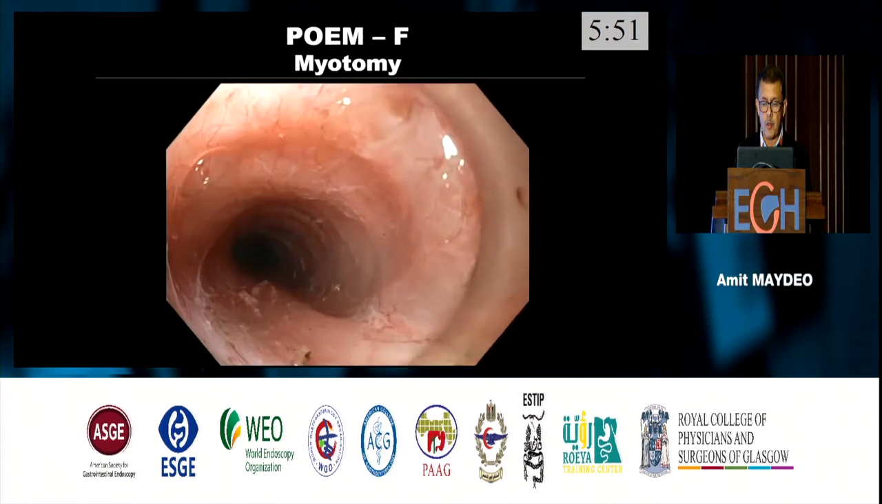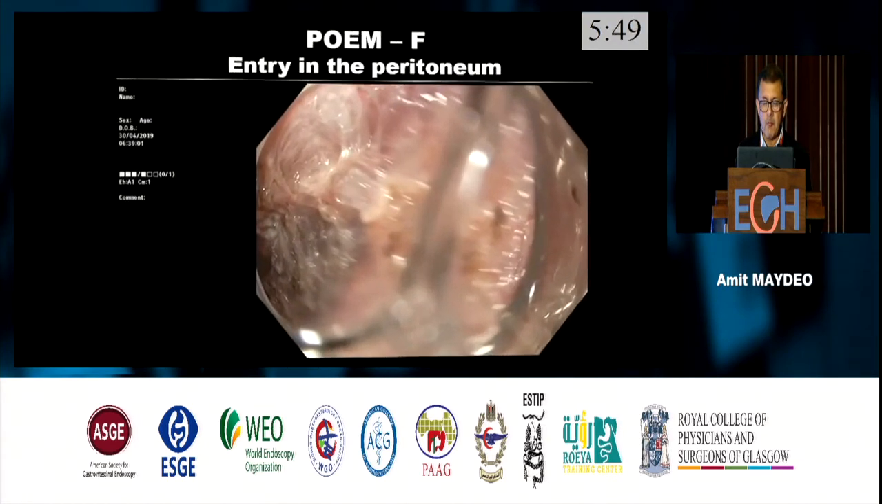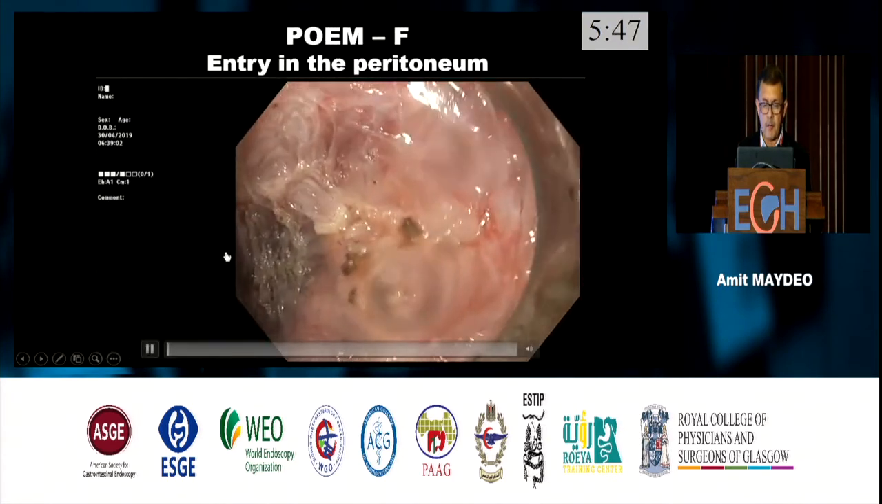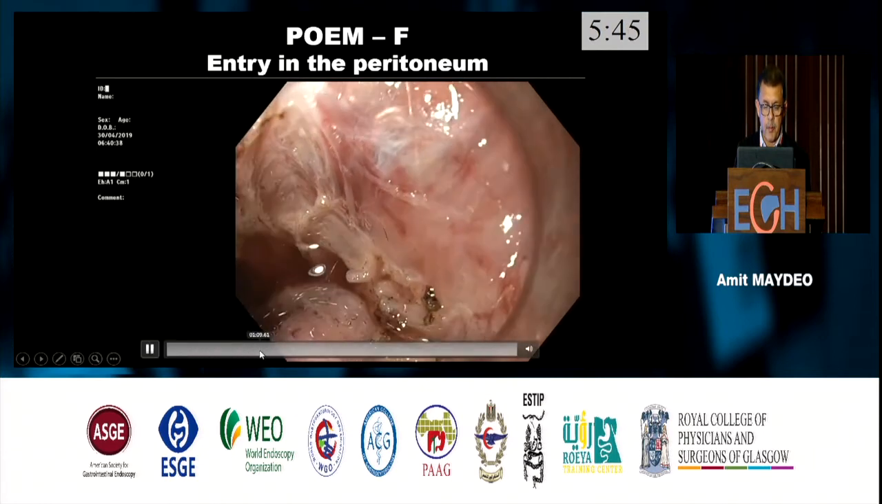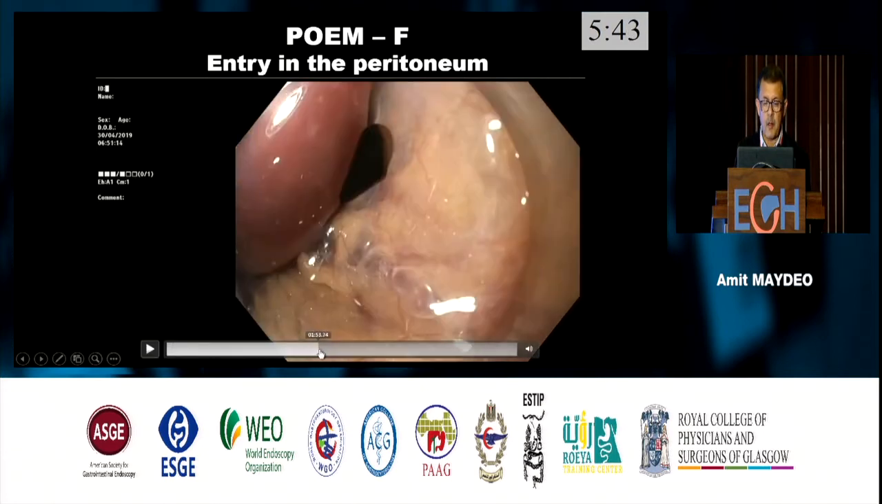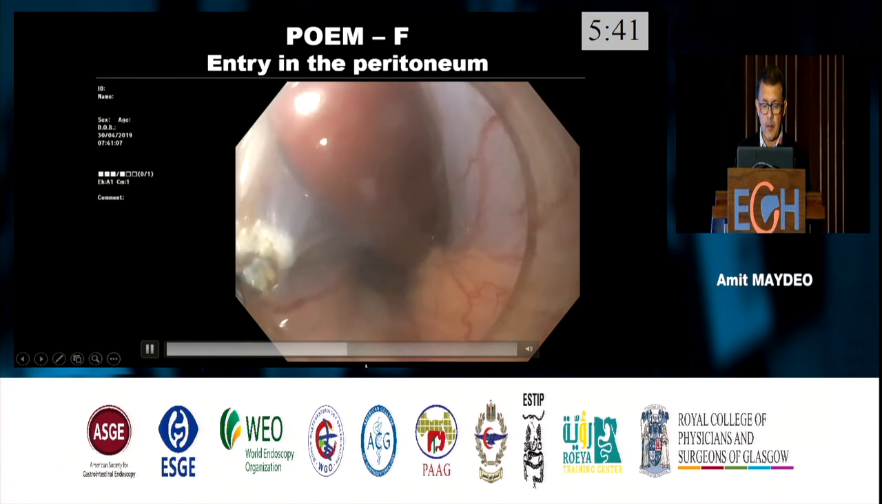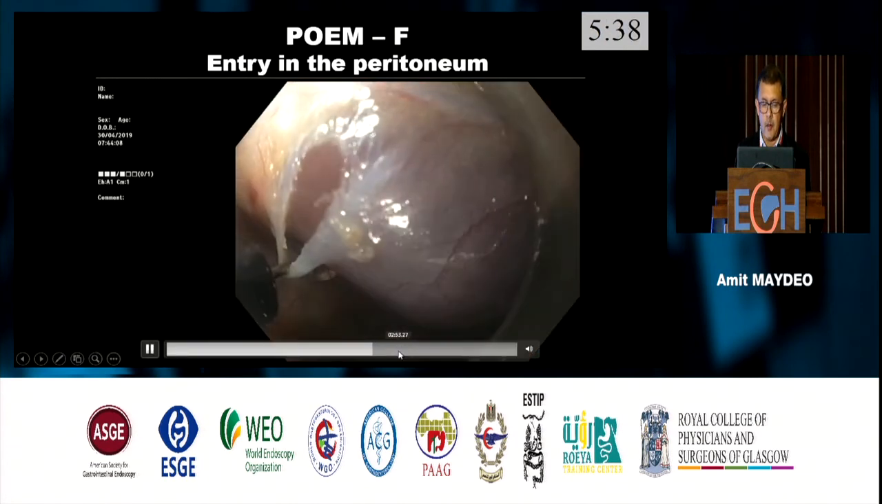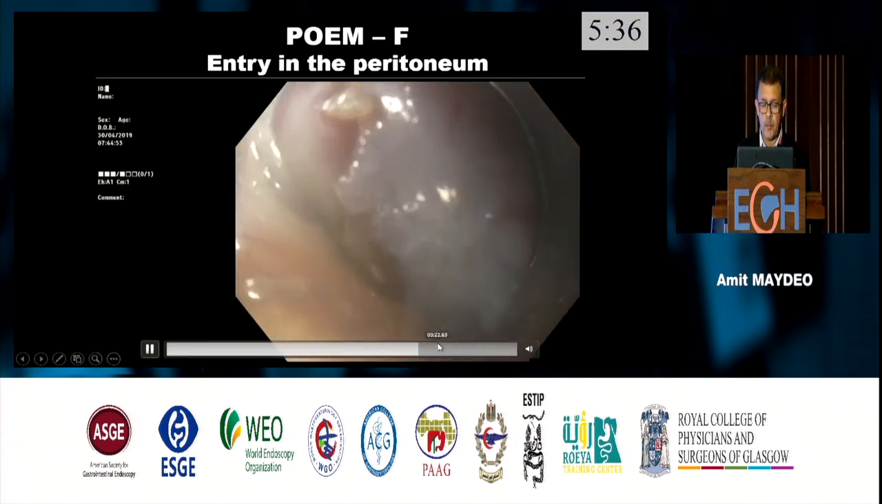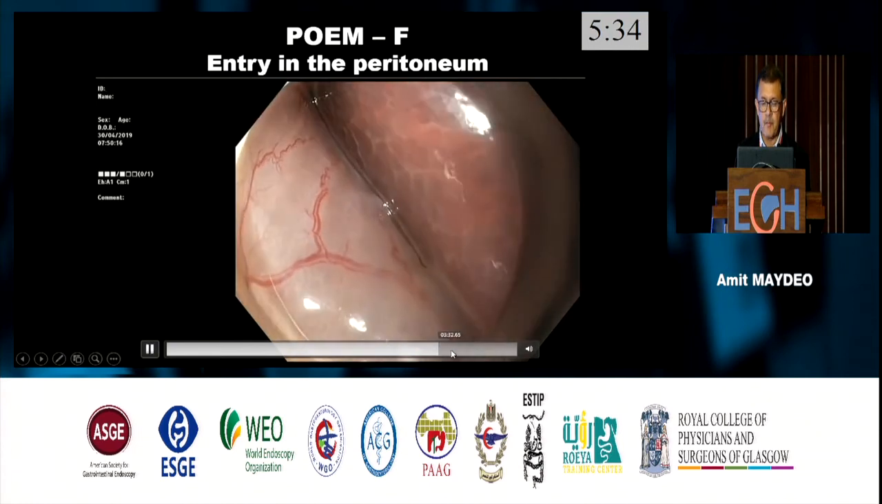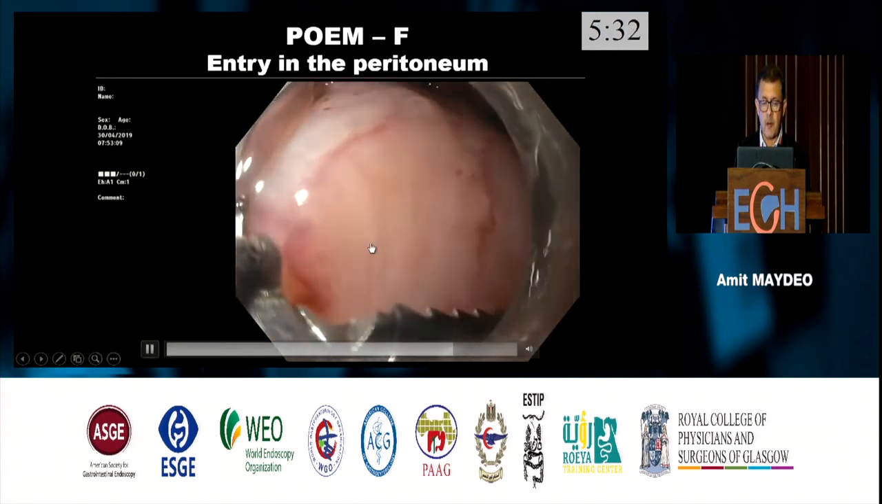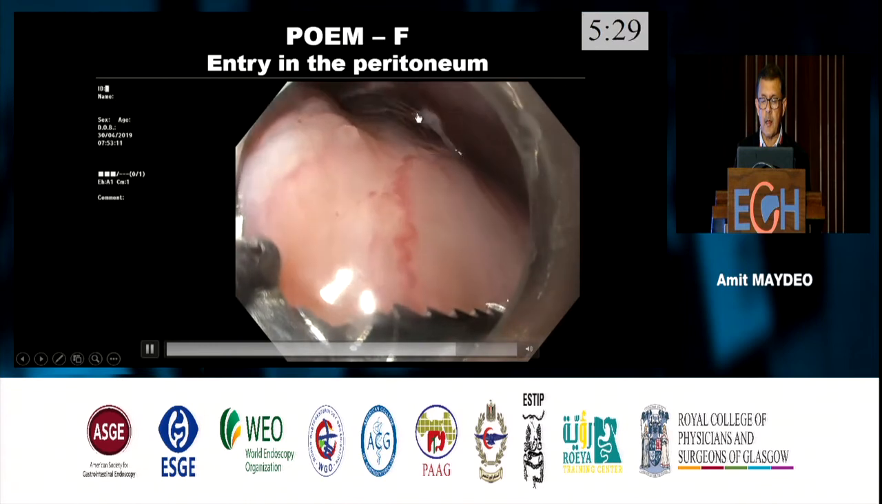I'm not going to show you all the videos, but just the last video where you can see how the fundoplication is done. And this is how the entry is done into the peritoneum. Now we have gone inside. You can actually see the liver. We have passed the scope outside into the peritoneum through the submucosal space. And below you can see the fundus of the stomach. Above you see the left lobe of the liver.